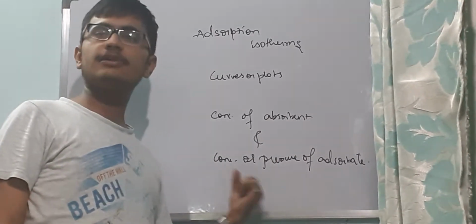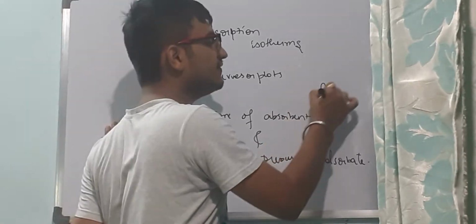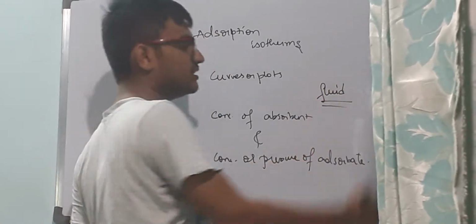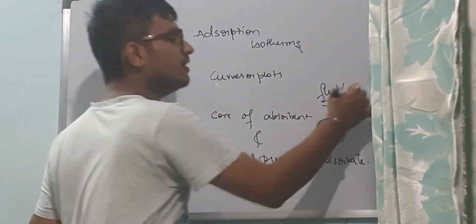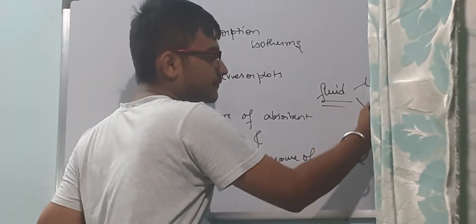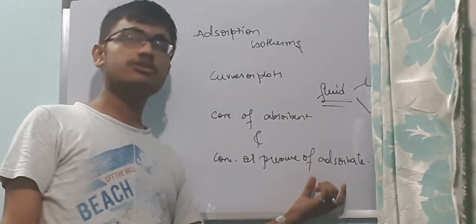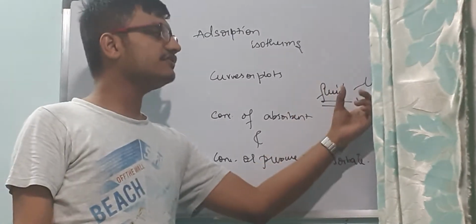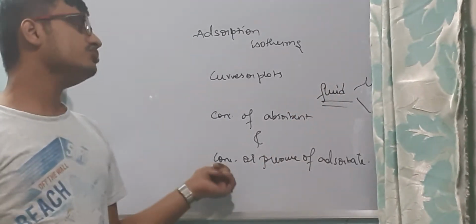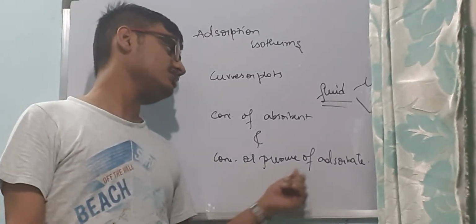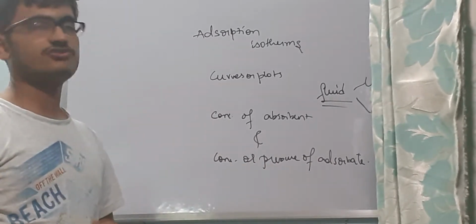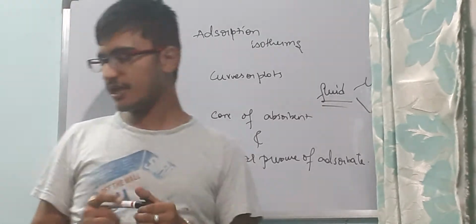Here we have two parameters because we consider a fluid solid operation as adsorption, right? So fluid can be either a liquid or a gas. So the adsorbate is nothing but the solute particles of the fluid, may be either from a liquid or a gas. So if liquid is used, we go for concentration, or else if pressure is used, we go for pressure of adsorbate. Okay.